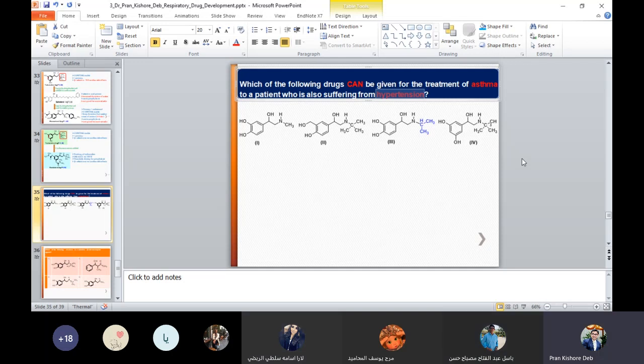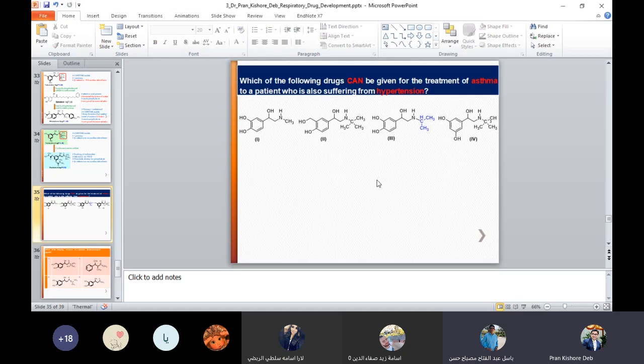So can be given, what is the reason? The second structure can be given. Only the second? No, the fourth one, because it has a bulky side chain that won't bind to alpha or beta 1 and only binds to beta 2. So no cardiac side effect and no pressor side effect. Very good. It will not bind to beta 1. What is the name of the group? You have to know the name. Tertiary butyl group. Good. I hope if you understood this, you will be able to answer many questions. In this chapter, you will have questions like this only.